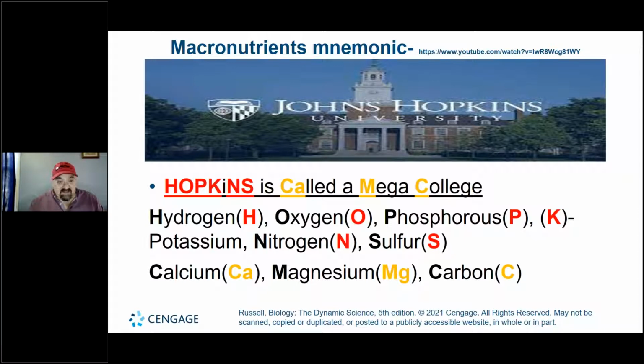Again, plant biology and general bio is not really my primary field of focus, so I don't spend a whole lot of time in this aspect of the biological sciences. So I haven't really created any mnemonics for this, but this is a pretty good one actually, to be honest. It's pretty catchy, like Hopkins is called a mega college. So you can think it out. What I would do in order to remember the macronutrients is write it a few times, and you have to understand the elements as far as what they represent, but pretty easy, okay?